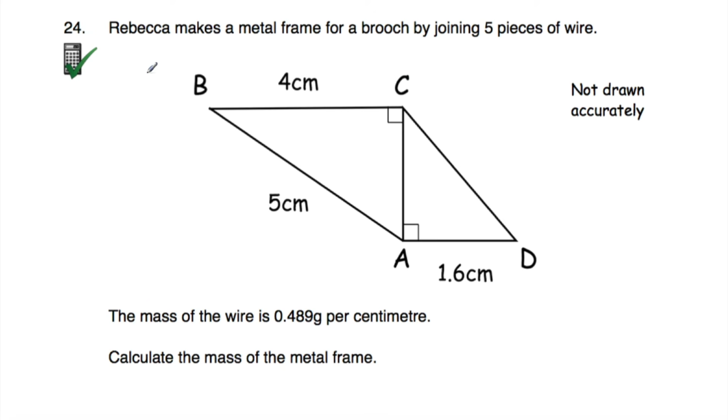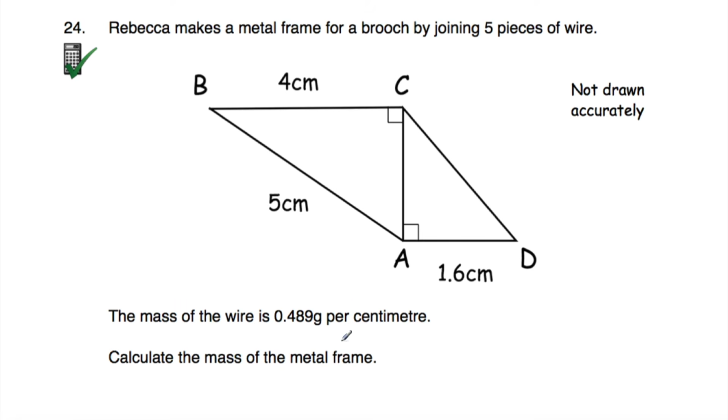Our next question, question number 24, says Rebecca makes a metal frame for a brooch by joining 5 pieces of wire. So she's got 5 pieces of wire. That's A to B, B to C, C to D, D to A, and also from A to C, so we've got 1, 2, 3, 4, 5 pieces of wire. The mass of the wire is 0.489 grams per centimetre. So each centimetre of wire has got a mass of 0.489 grams. I've been asked to calculate the mass of the metal frame.